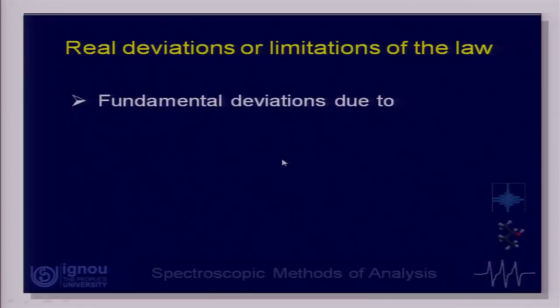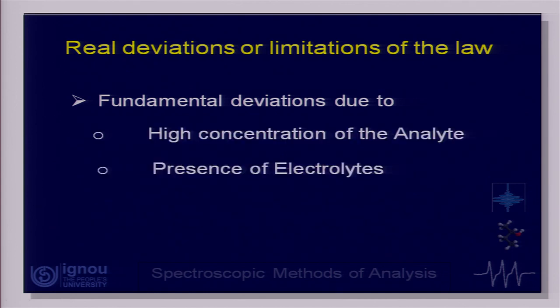The real deviations are fundamental deviations, and they arise because of two factors: high concentration of analyte or the presence of electrolyte. Let us see what happens in these cases. In typical measurements, if the concentration of analyte is less than or equal to about 0.01 molar, that is just an indicative number, it is not that absolutely from 0.01 onwards things will change.